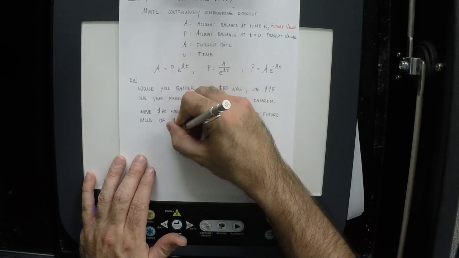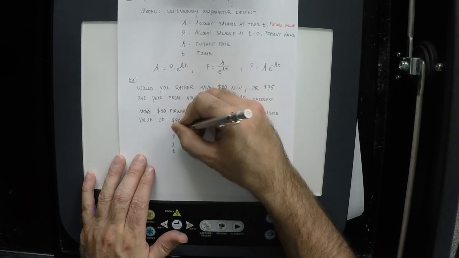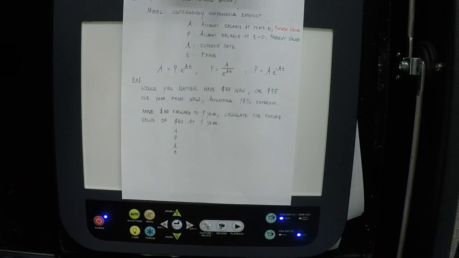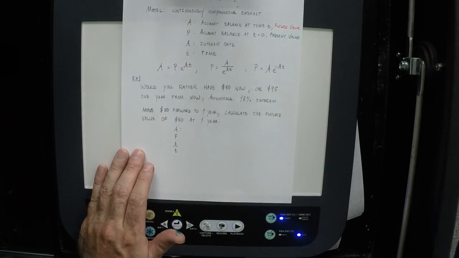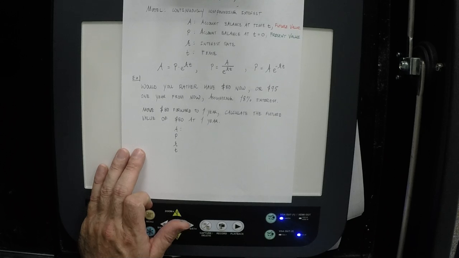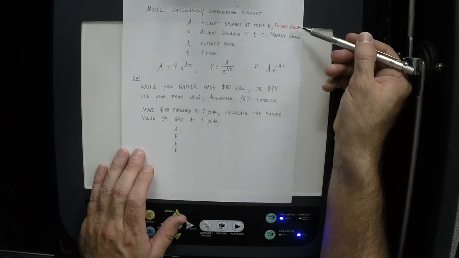So we've got A, P, R, and T. Those are the parameters in the model. For this question to be a legitimate question, I must have given you three of them and be asking you to find the other one. So how about A? Are we looking for that, or do we have that? So which one is it? We're looking for it, because it says calculate the future value. And the future value is A.